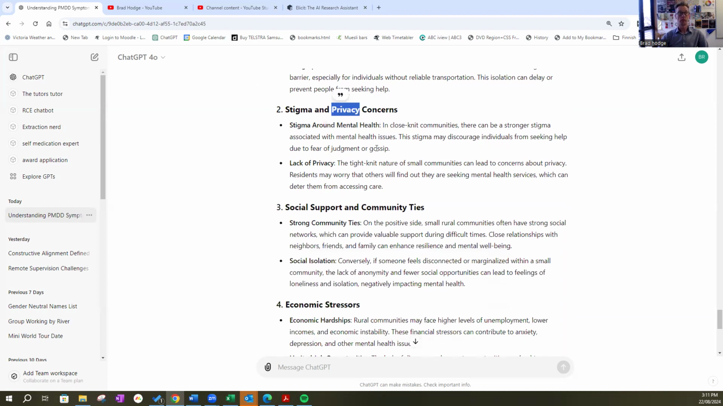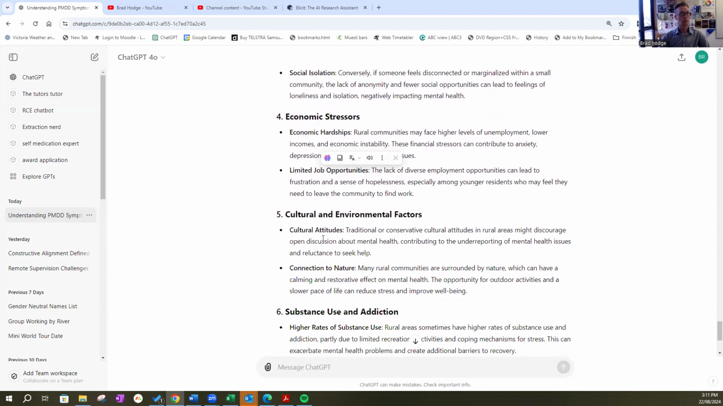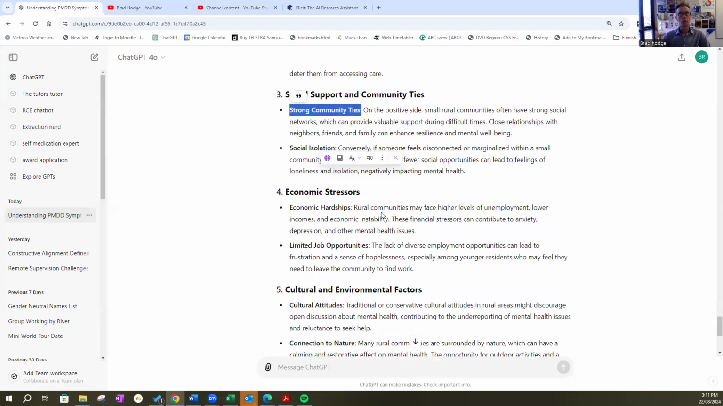This one, from being a youth worker in Heathcote, I know that that's an issue. Social support and community ties. So it's talked about benefits, and strong community ties might have positive effects, economic stresses, cultural. So it's given us a whole bunch of different options. Now, this is really useful because it poses ideas to us and often broadens our horizons as to what might be influencing what. But we don't know whether it's true for this specific rural community. Okay, so we need to investigate that.